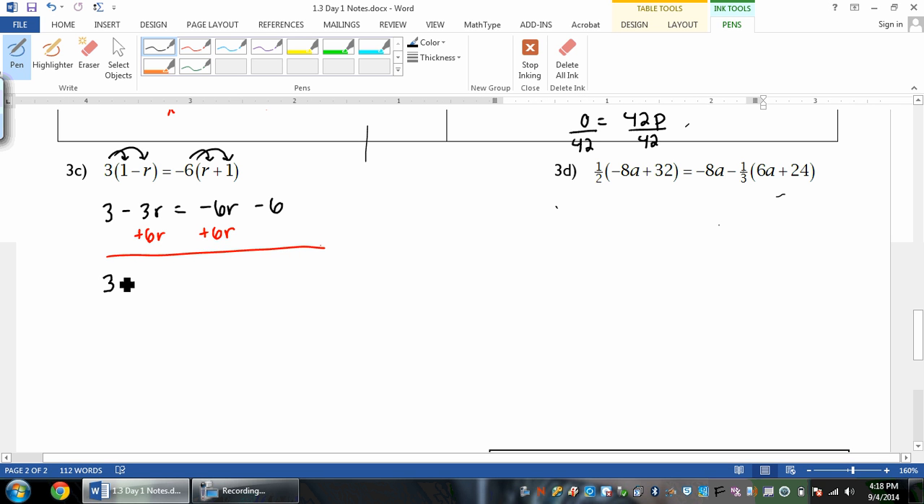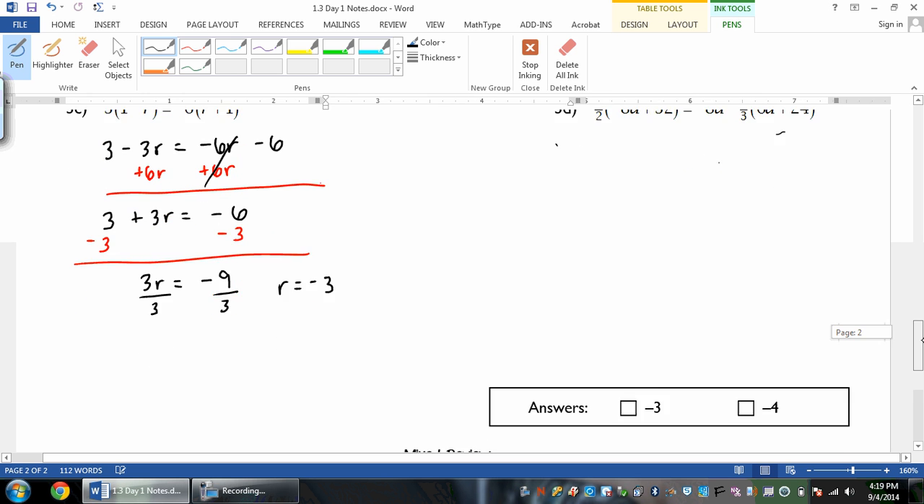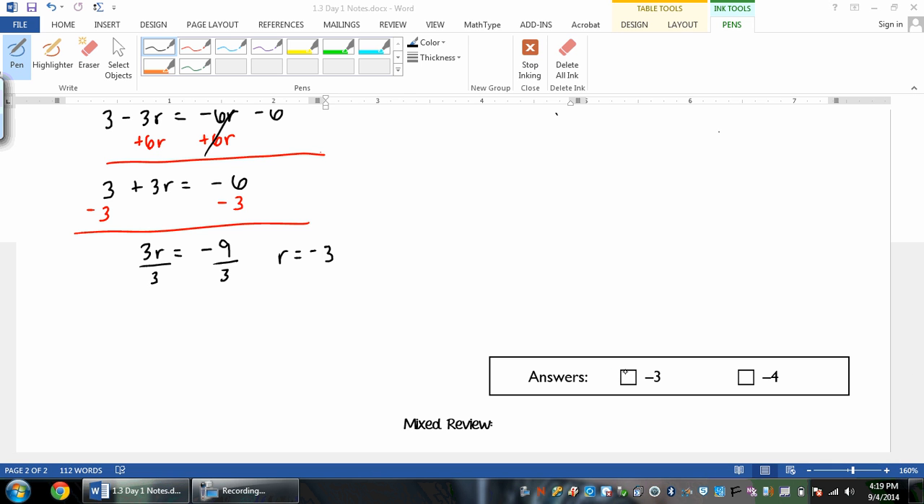So drop down the 3. Negative 3r plus 6r is positive 3r. Negative 6r plus 6r goes away, and then you're left with negative 6. My next step is you're going to subtract 3 from both sides, and you're left with 3r is equal to negative 9. And finally, last step, to get that 3 away from that r, you're going to divide by 3 to both sides. So r is going to equal negative 3, which I believe, yep, we got it right.